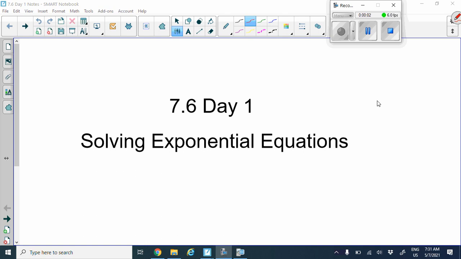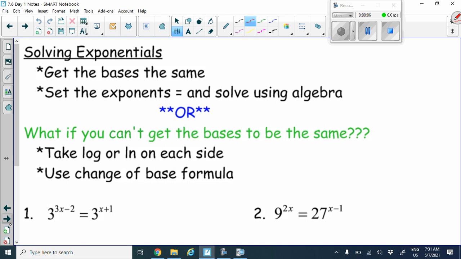Hey guys, so here's the note for 7.6 day 1. We're going to be solving exponential equations. There's going to be two different ways of doing this. The first way is getting the bases the same. So we are able to think about them exponentially and get them to be the same.